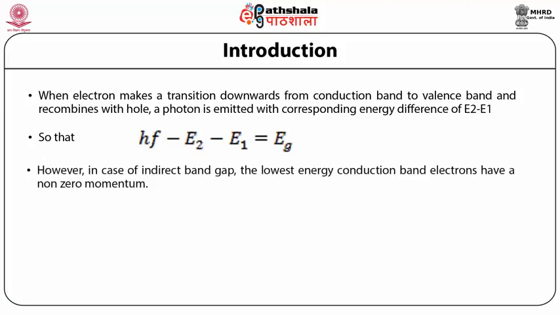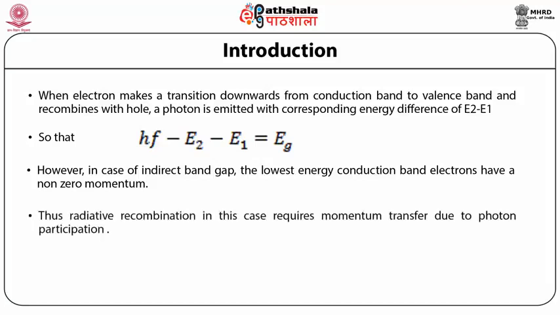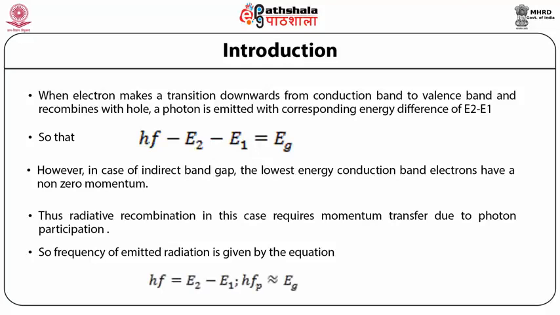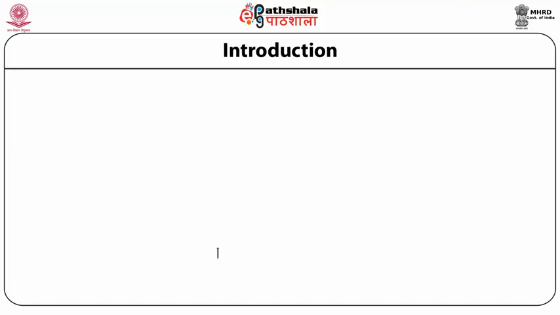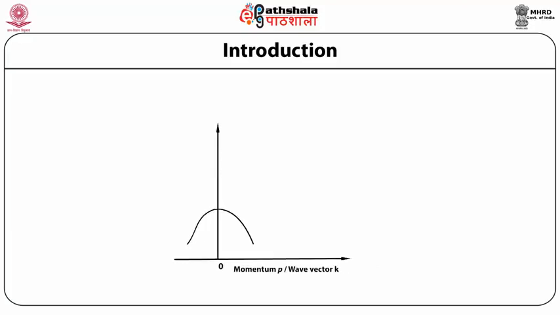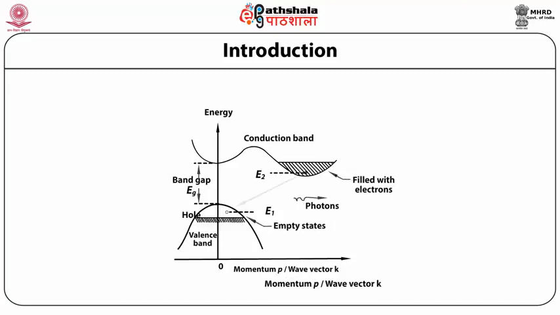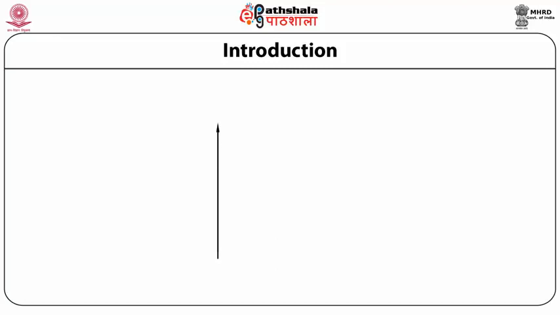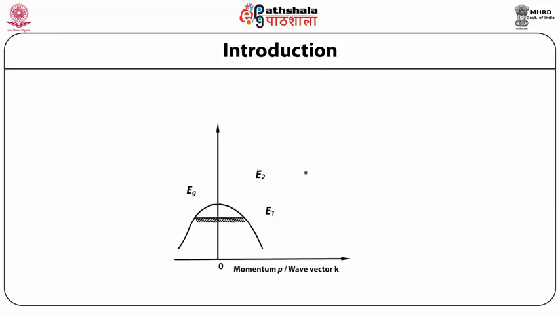However, in case of indirect band gap, the lowest energy conduction band electrons have a non-zero momentum. Thus, radiative recombination in this case requires momentum transfer due to phonon participation. So, frequency of emitted radiation is given by the equation hf equals E2 minus E1, or hf approximately equal to Eg. The figure depicts the indirect band gap material where the filled electron conduction band is displaced sideways and the transition takes place from this band.